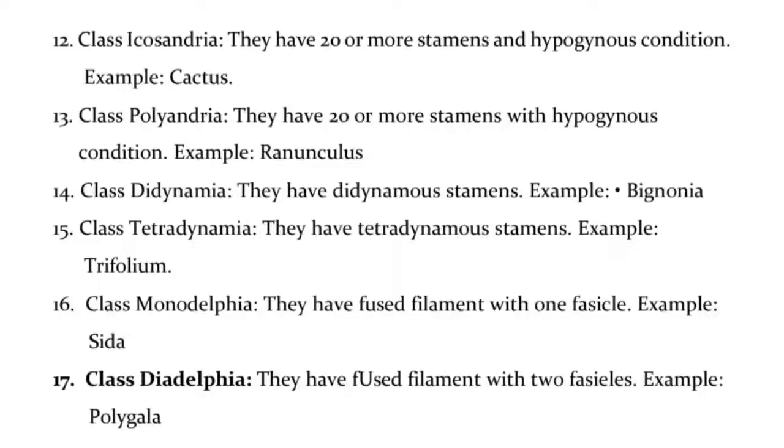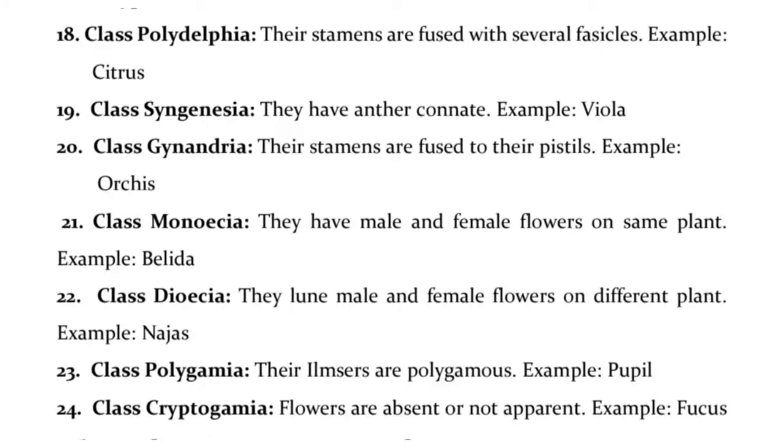Example: Trifolium. 16. Class Monadelphia, they have fused filaments in 1 fascicle. Example: Cedrus. 17. Class Diadelphia, they have fused filaments in 2 fascicles. Example: Polygala. 18. Class Polyadelphia, their stamens are fused in several fascicles. Example: Citrus. 19. Class Syngenesia, they have connate anthers.